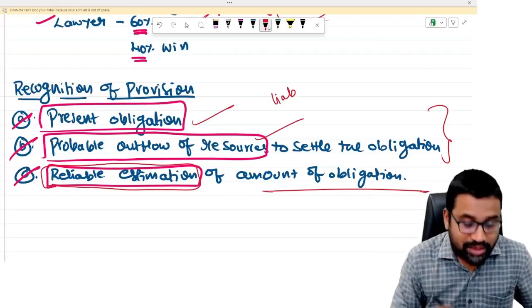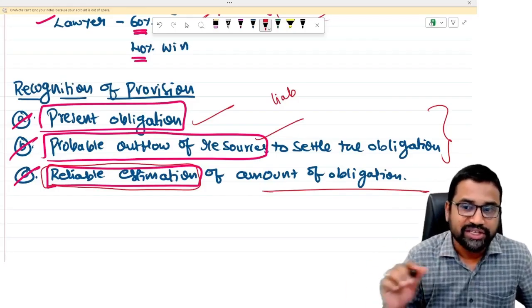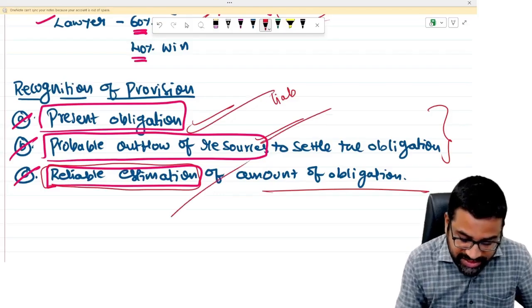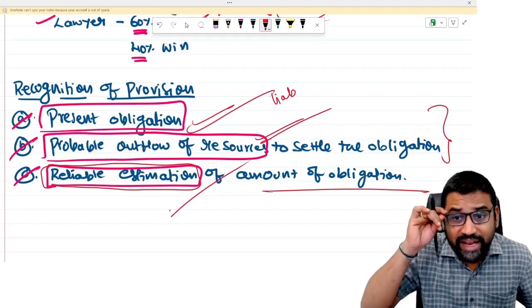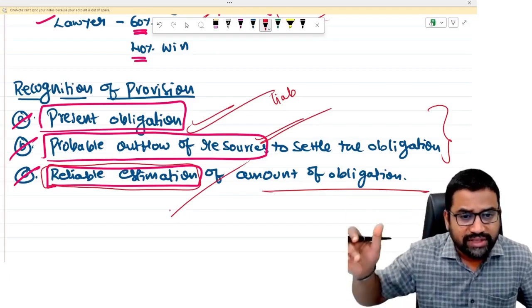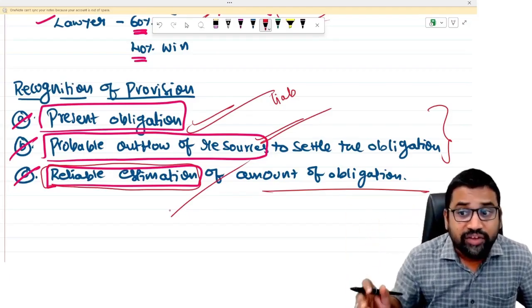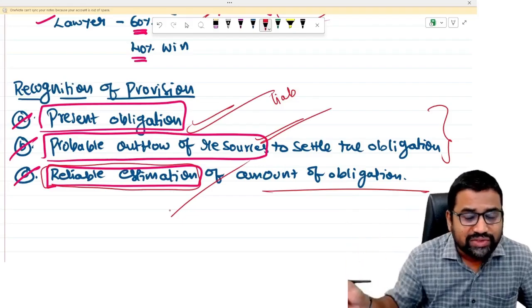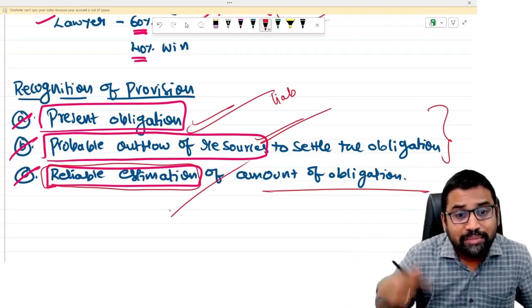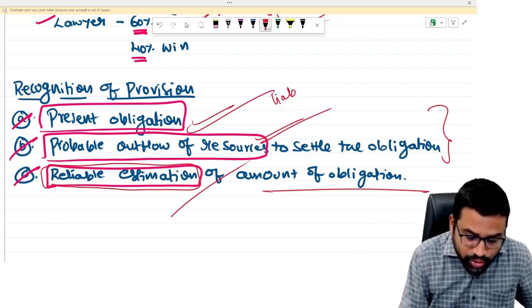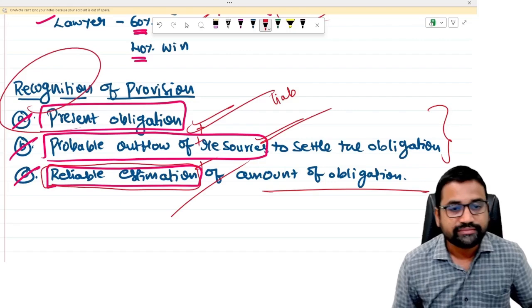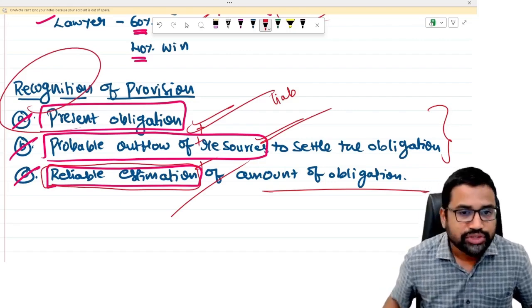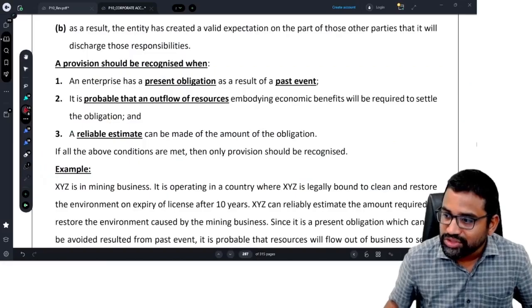So they may ask a question whether a provision is required to be created in this case or not. You have to see whether all these three conditions are satisfied or not. First of all, is there a present obligation? Is there evidence to say that there is an obligation for the company at the end of the balance sheet? Second, does this obligation require outflow of resources to settle it? Third, can I make a reliable estimation? If you say yes to these three points, then you create a provision. That's it. Provision topic is over.